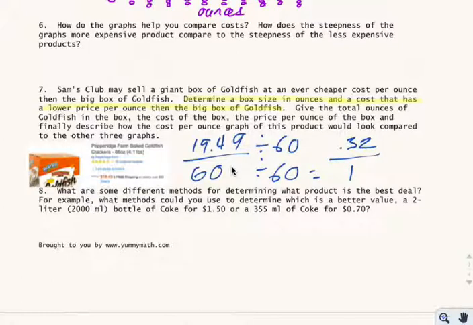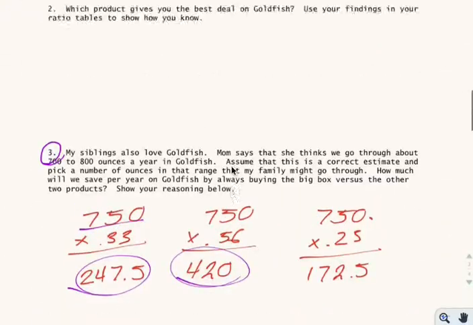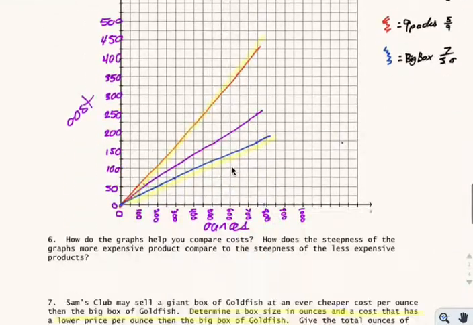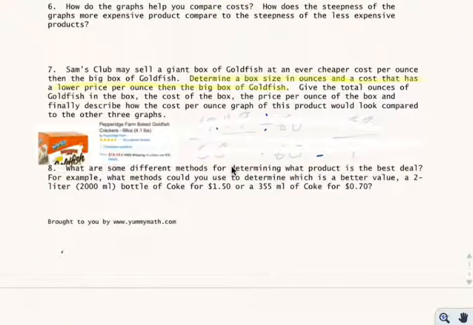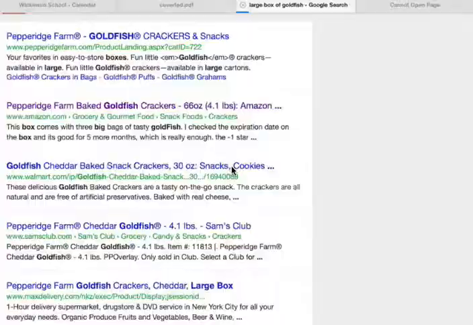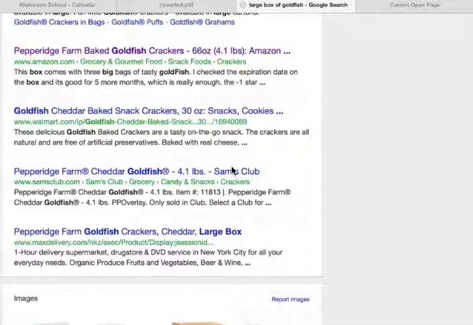Now, this particular box is not cheaper than the big box that we have already been working with, right? Because that box was 23 cents per ounce. So this particular example is not going to work for us. We need to go back and do a little more research. Maybe if we can find a different price for that large box, that would help us out. Or this box in particular is 30 ounces. Let's see how much it costs.